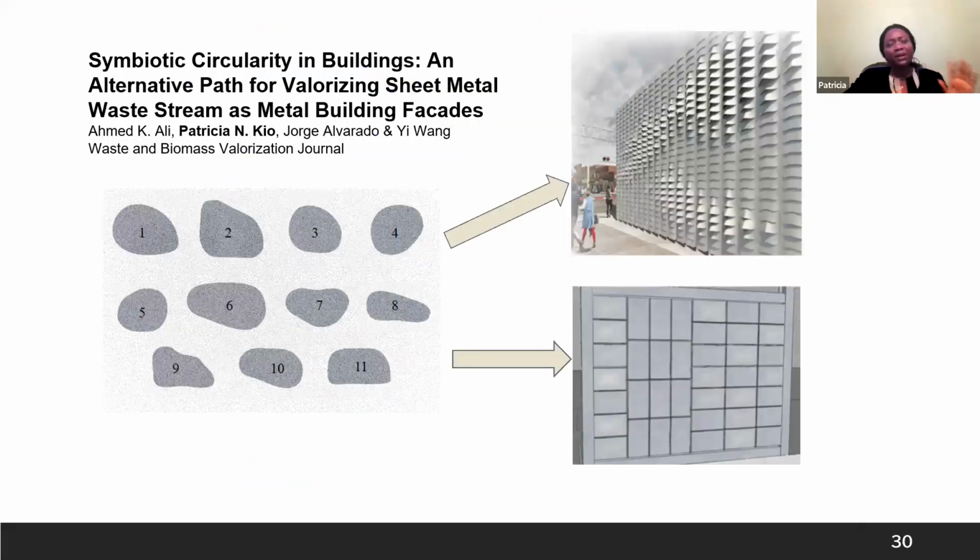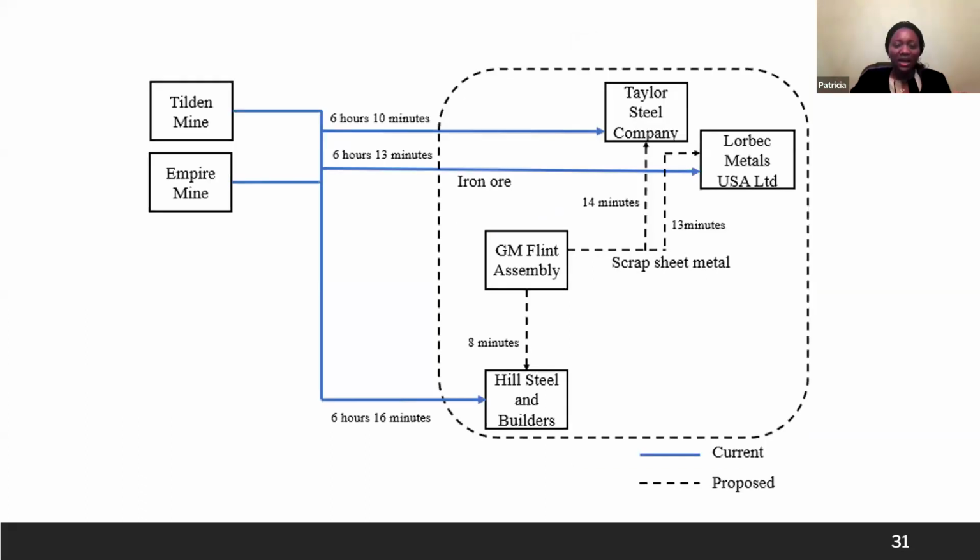So the first paper, symbiotic circularity in buildings, we talked about those cutouts that we got from the cars. These 11 parts were presented to the students, and the research question was, does design play a role in these energy savings? Does it have a significant impact on the difference in the energy? Can we put any design and get the same energy, or are they equal? So for that, we still have that system boundary. And then here we are comparing.